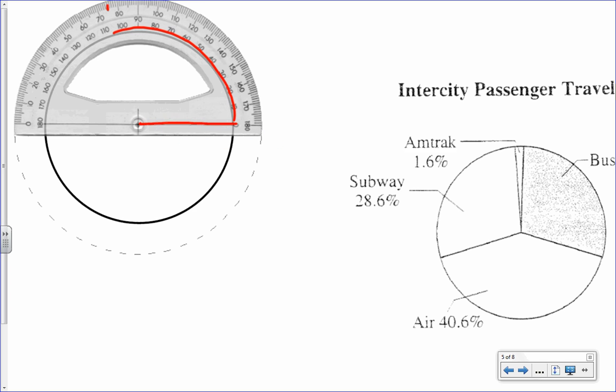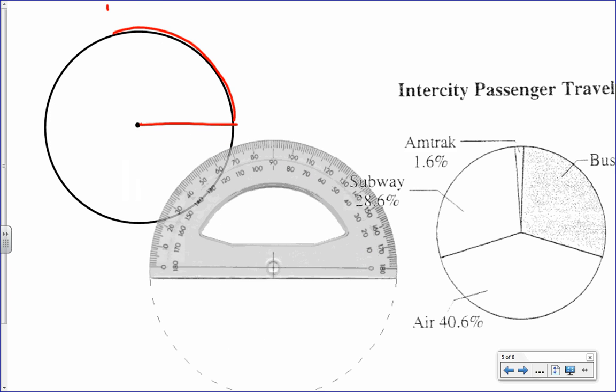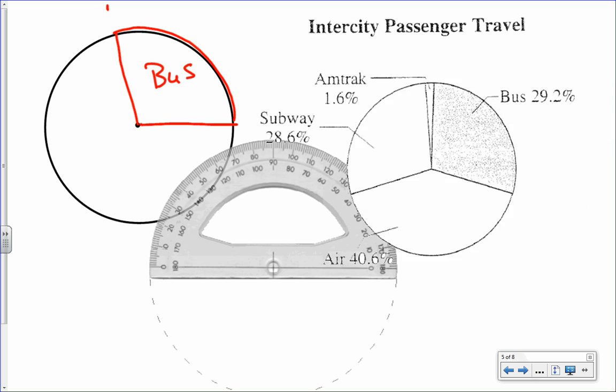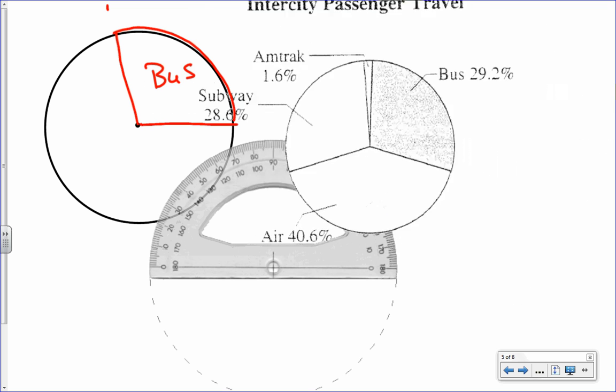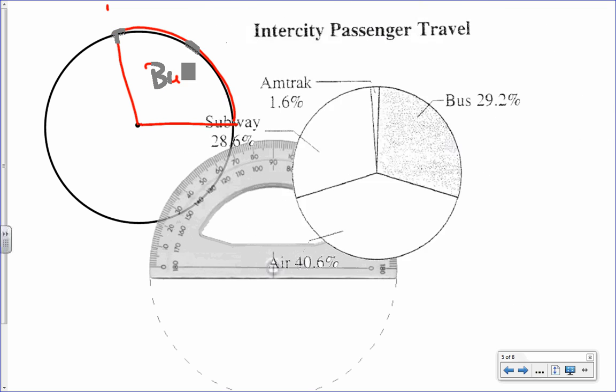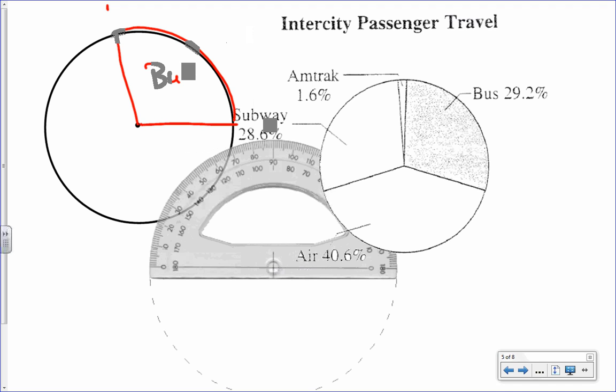You take your straight edge, of course, and mark it up there. So that is, what was it, bus? Is that what it ended up being, right? So bus, and then a lot of times you put what the percent was, and we'll bring this back. 29.2% bus.